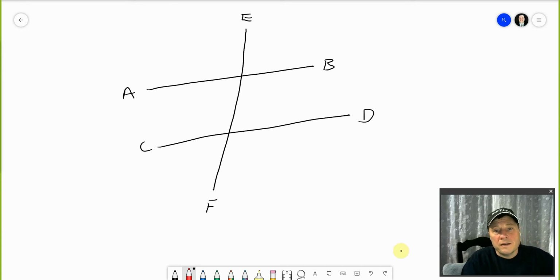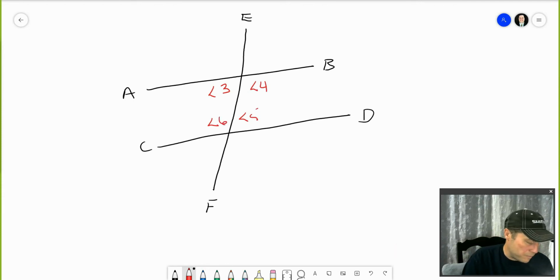So we could say that, I'll have to put my angles in here, sorry. We'll call this angle 3, angle 4, angle 5, and angle 6. Okay, principle 2 says if 2 parallel lines are intersected by a transversal, the alternate interior angles are equal. So angle 4 and angle 6, they are the same.